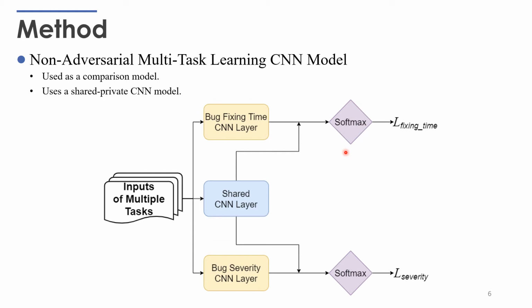Okay, so now I'll introduce to you our method using the adversarial multitask learning model. This is a non-adversarial multitask learning CNN model that we use as a comparison model. It uses a shared-private CNN model structure. It has two different private models here, one for bug fixing time prediction, and one for bug severity prediction.